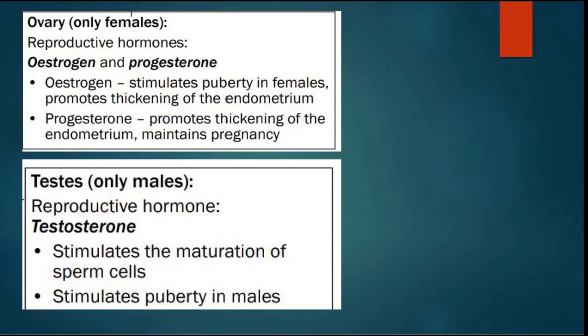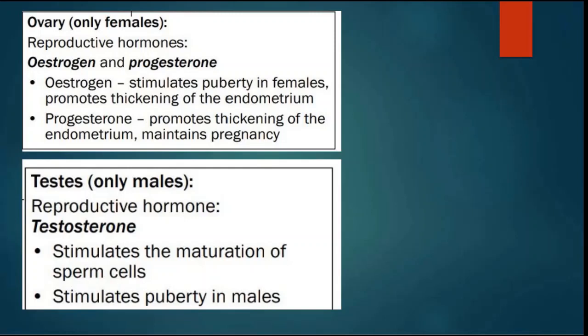If you need to know more about estrogen and puberty in females, you need to go to the topic of reproduction. But from this chapter, the only thing they can ask you is the function of the ovary, or what secretes estrogen and progesterone. You should know that it's the ovary. They can also ask you the function of estrogen and progesterone. The function of progesterone is that it promotes the thickening of the endometrium, and it also maintains pregnancy.